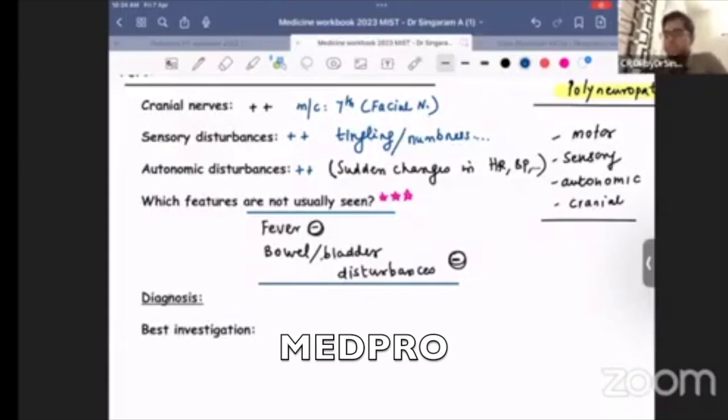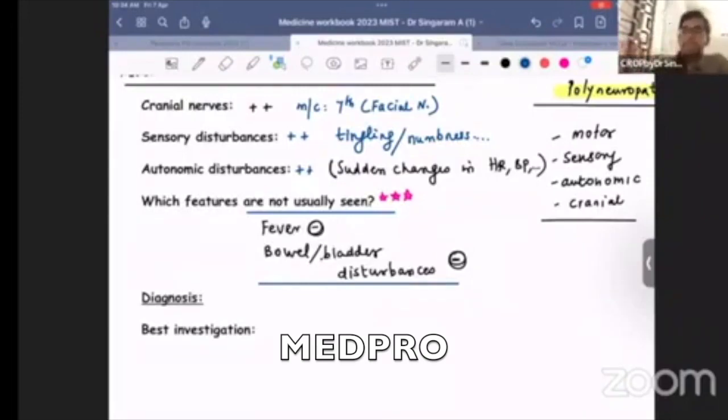It's a post-infectious condition. So at the time of presentation, fever is absent. Whereas in case of poliomyelitis, at the time of presentation, fever is present because it's an infectious condition. Second thing, Guillain-Barré syndrome is characterized by ascending bilateral symmetrical paralysis, whereas poliomyelitis is characterized by asymmetrical paralysis.